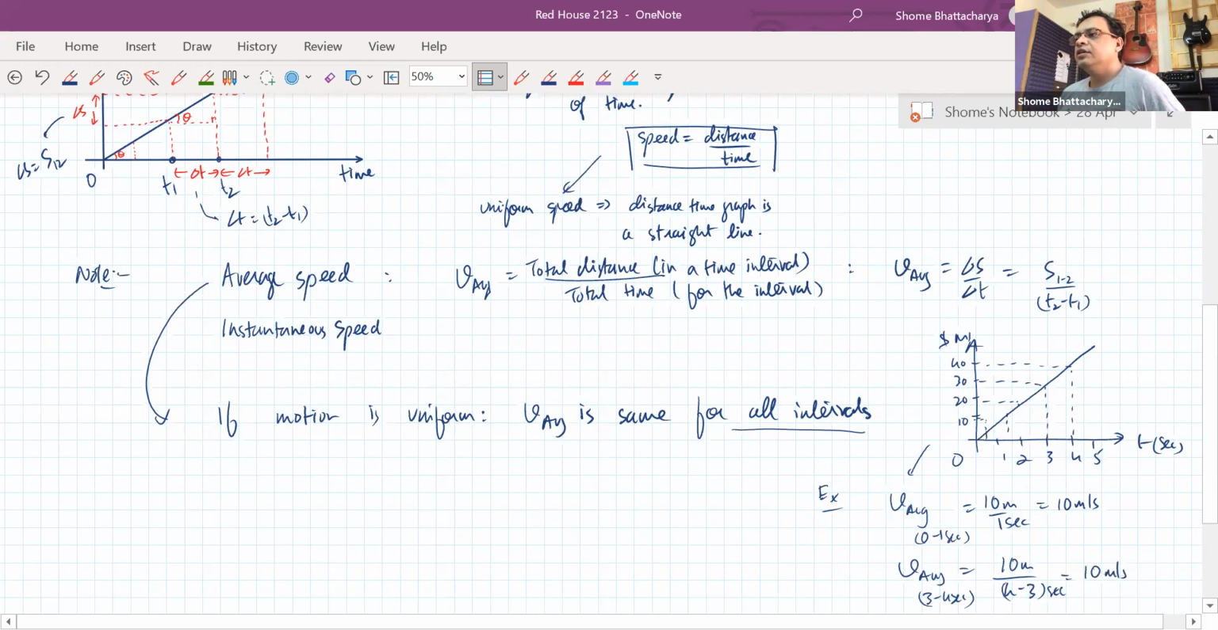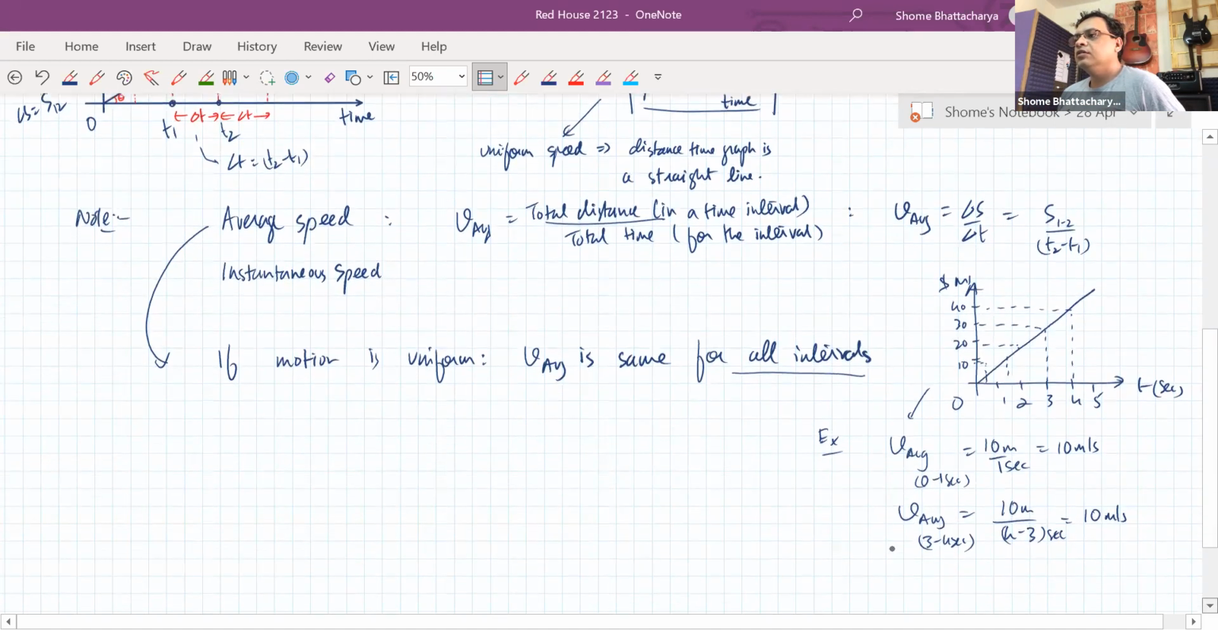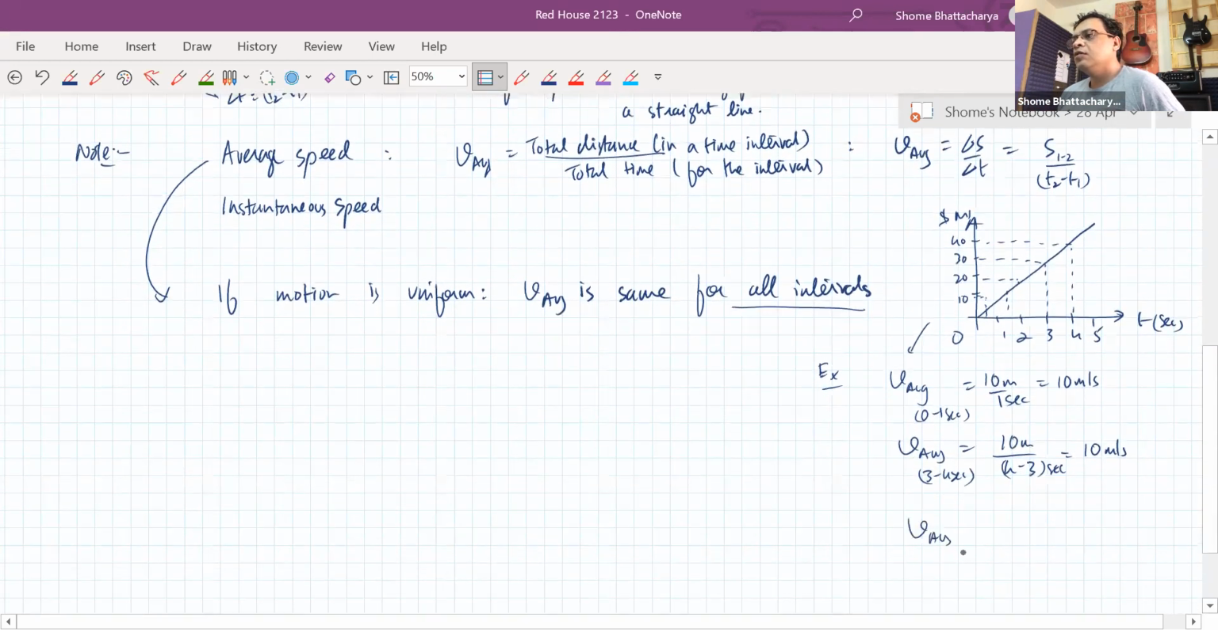If we calculate the average speed, let's say between 2 to 4 seconds, then the total distance traveled between 2 and 4 seconds, you can see, is going. So at 2 seconds, the distance from the initial time 0 was 20 meters, and at 4 seconds, it was 40. So the distance is 40 minus 20, divided by the time interval, which is 2 seconds. So again, you can see it is 10 meters per second.